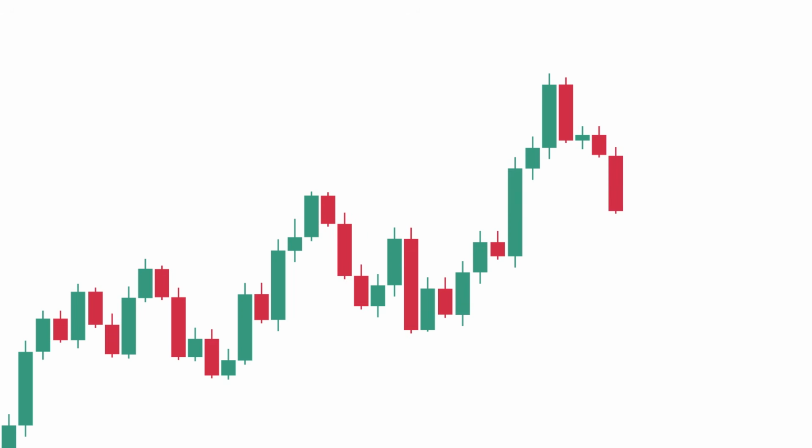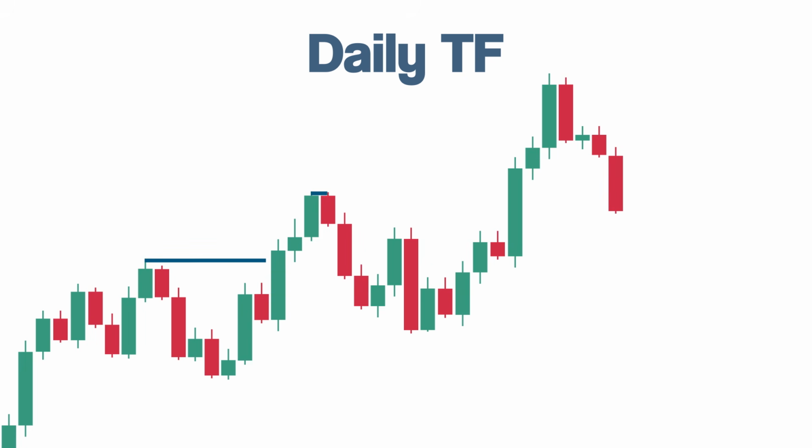So let's start with the higher time frame, which in this case is the daily chart. The first step is to determine market structure by marking the most recent breaks of structure and changes of character. And as we can see in this example, the market structure is bullish, which tells us that the overall direction of the market is up.